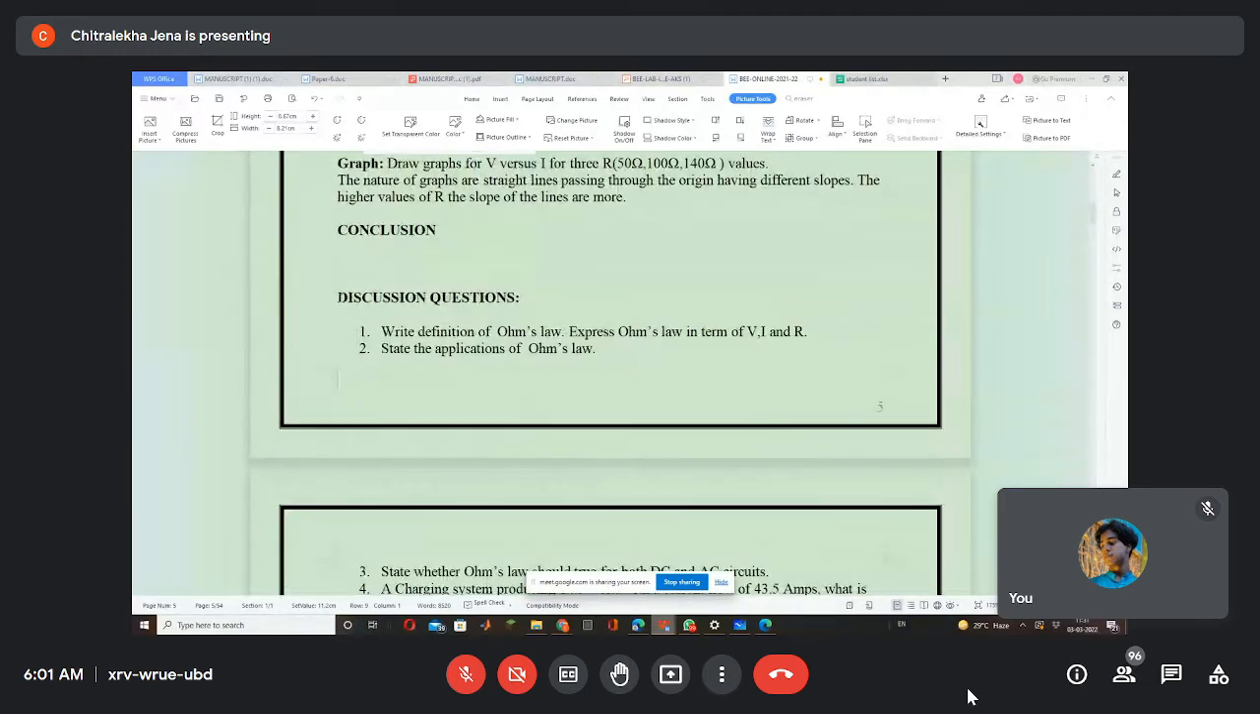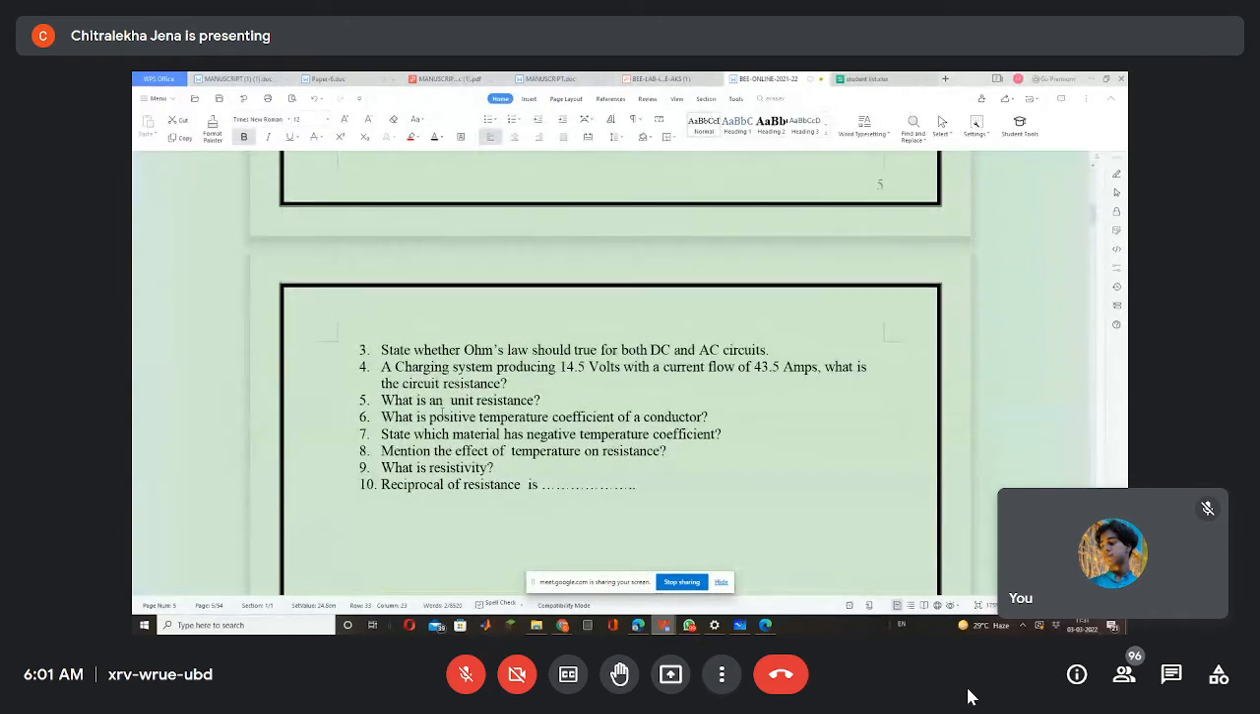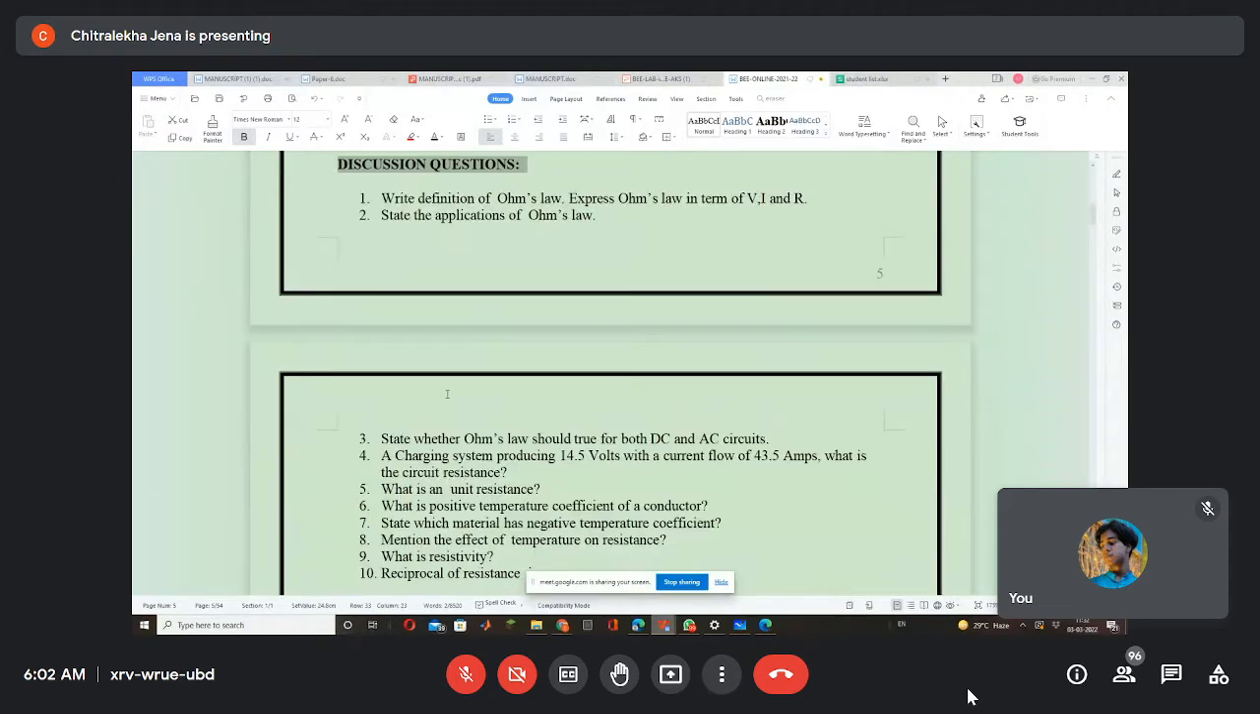Then the discussion questions. This is important. Some questions we have kept for you, and you have to find out the answers. After completing one experiment, you should know the answers to these questions. If you are not able to answer these questions, that means you are not involved in the experiment. All the answers should be known to you after completion of the experiment. That means you should go in depth into the experiment. You ask a number of questions; four technical assistants are there with me.